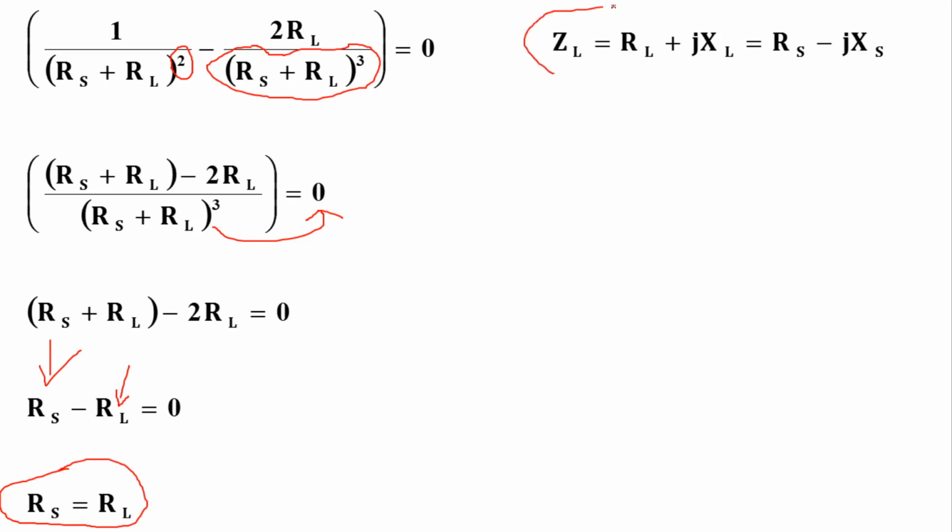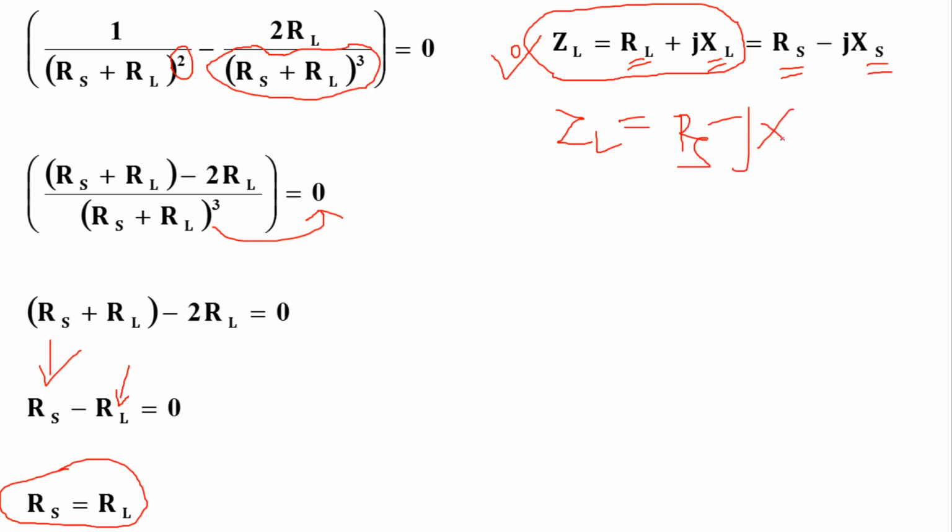So load impedance is having a value RL plus JXL. So for maximum power RL should be equal to RS and XL should be equal to minus XS. So this is the complete condition for maximum power transfer. We can say that ZL should be equal to RS minus JXS.